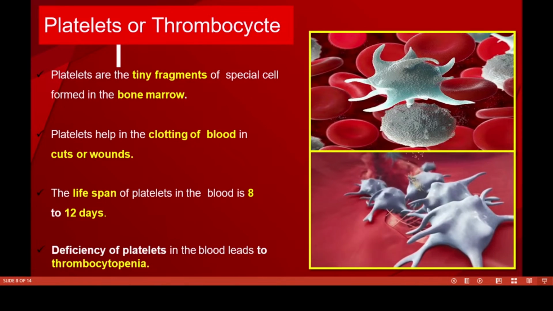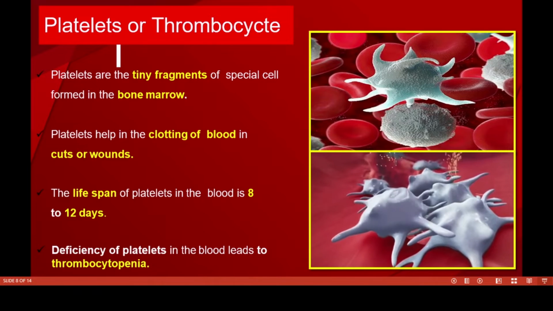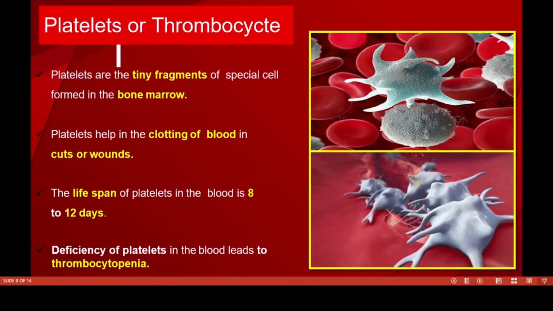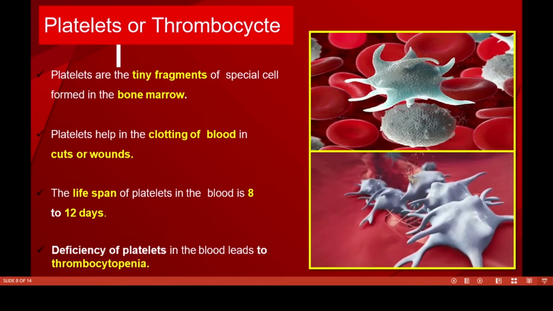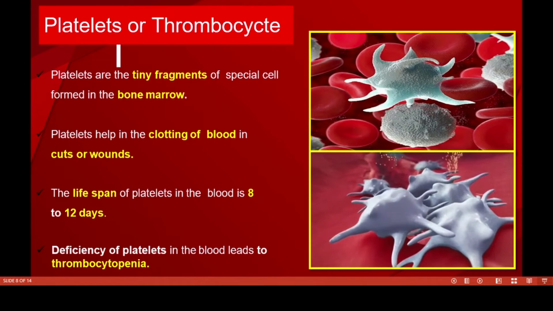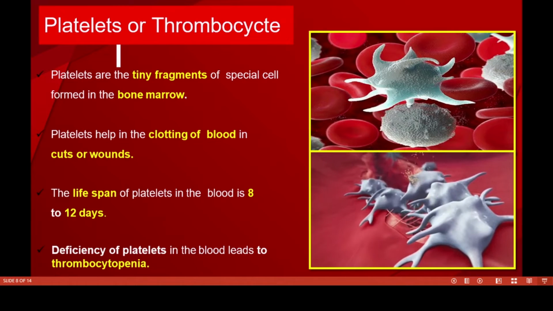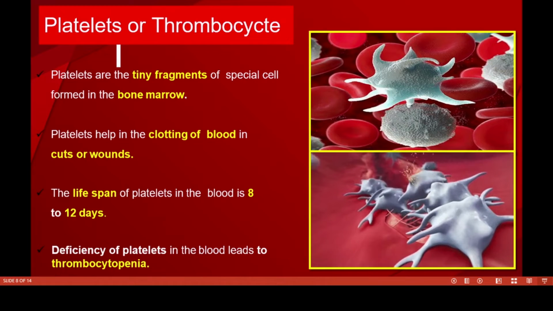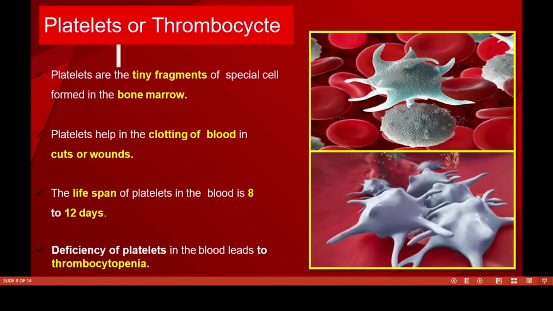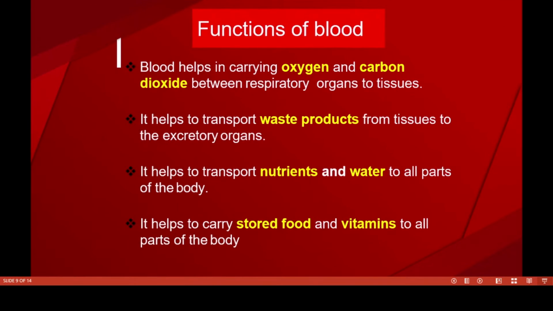What is the lifespan of platelets in the blood? 8 to 12 days. After that they are destroyed in the spleen or liver. WBCs also have a lifespan, 13 to 18 days. Once the lifespan is over, they are destroyed in the lymphatic system. What is the deficiency of platelets? Thrombocytopenia.